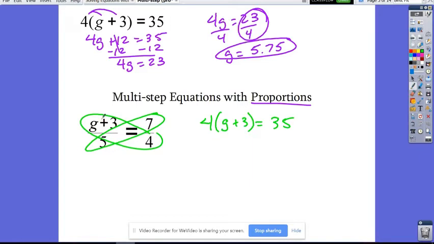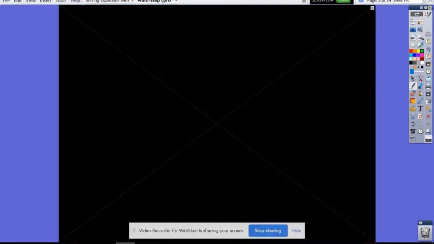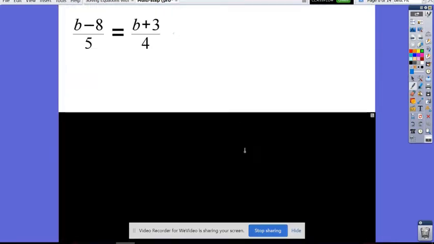If you don't put parentheses around the g plus 3, you'll end up with 4g plus 3 instead of the correct answer, because you forgot to put 4 times the 3, which is 12. So it's important for you to put parentheses when you cross multiply, because you need to distribute. As you can see, this is the same equation as that one, so I'm not actually going to solve it, but that's how you would solve multi-step equations featuring proportions.